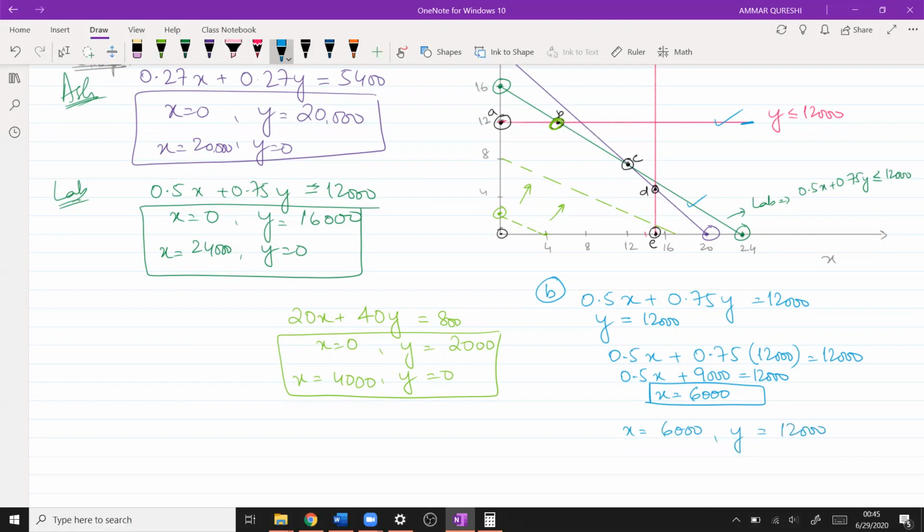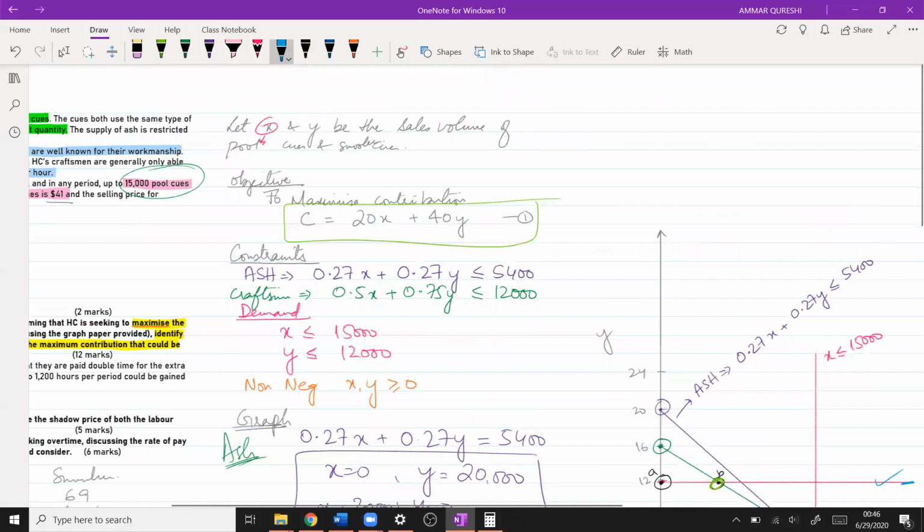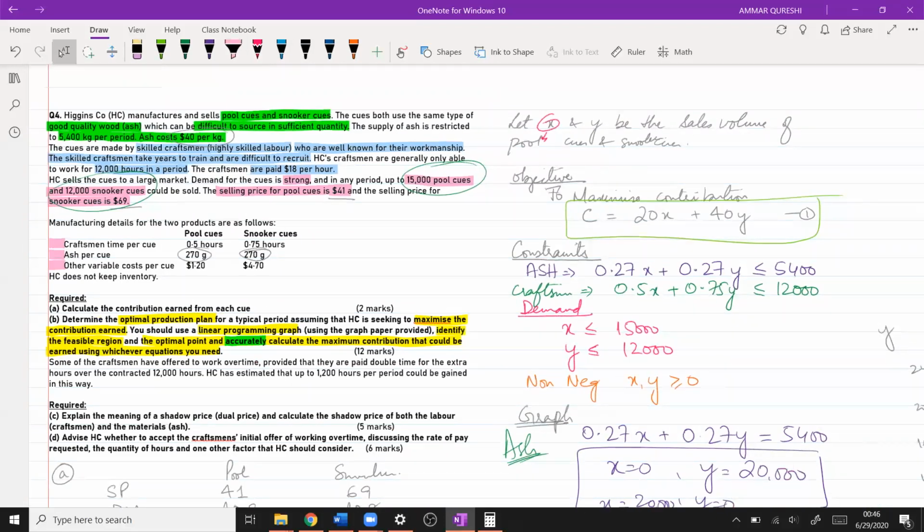That means we should make 6,000 units of pool cues and 12,000 units of snooker cues, right? So are we done with this requirement? We made an optimal production plan.